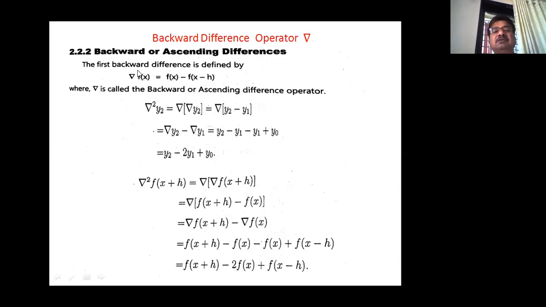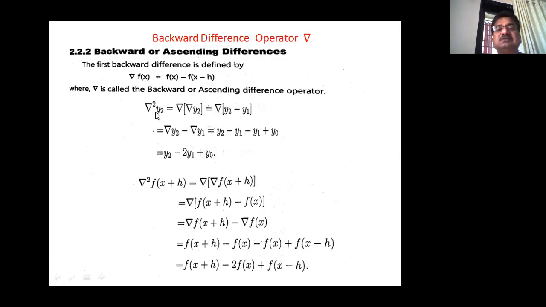If we use the notation y instead of f, what is del y1? It is y1 minus y0. Y1 means the value of the function y at the point, and y0 is the value at the previous point. What is del y4? It is y4 minus y3, the value at the point minus the value at the previous point. This is the definition of del, called the backward difference operator.